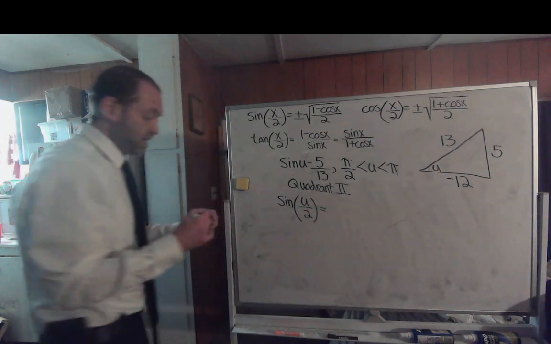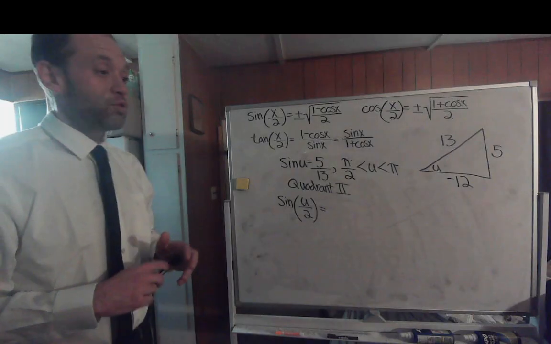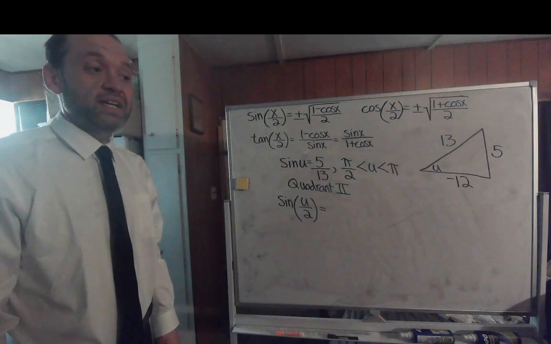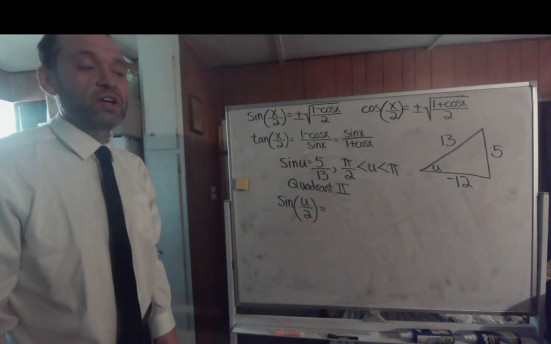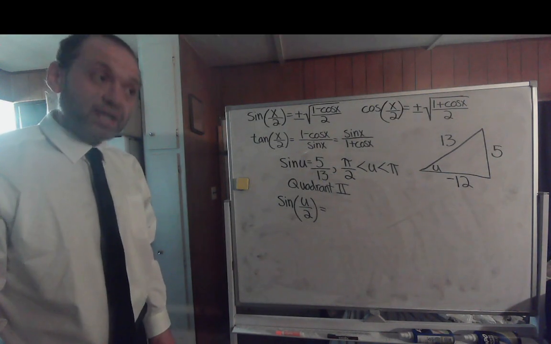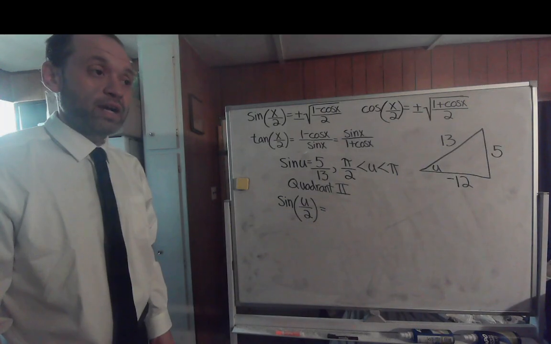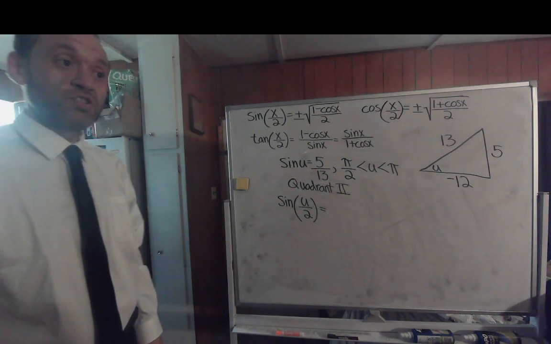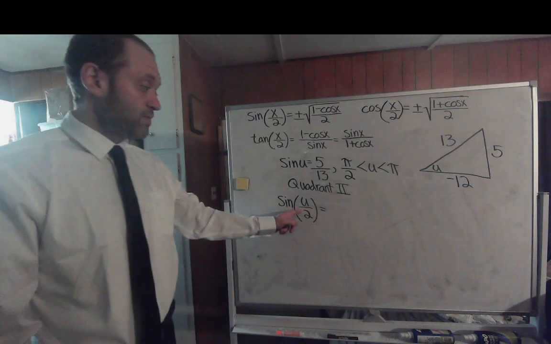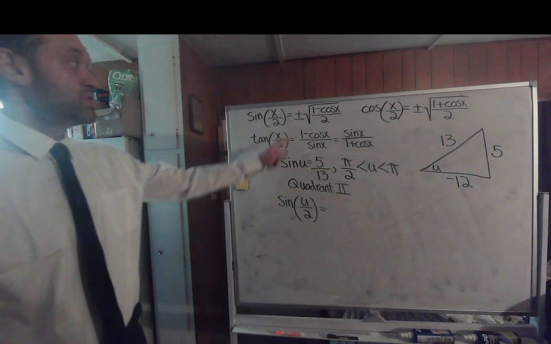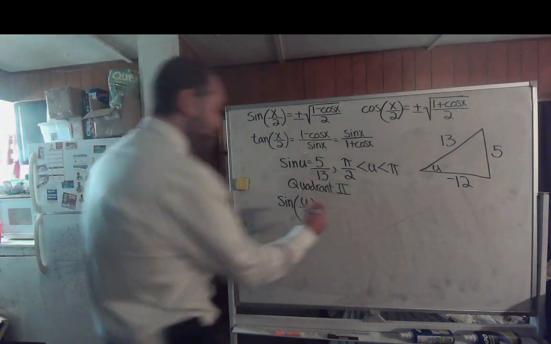Well, here's the thing. If this is a second quadrant angle, let's take any angle in the second quadrant. Let's even go as high as 178 degrees. Pretty darn close to 180, right? What's half of 178? That's 89, which would still put you in the first quadrant. So u over 2 is going to be in the first quadrant, which means we're going to use the positive square root.